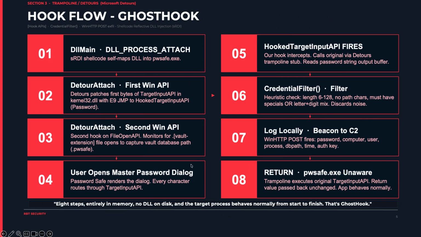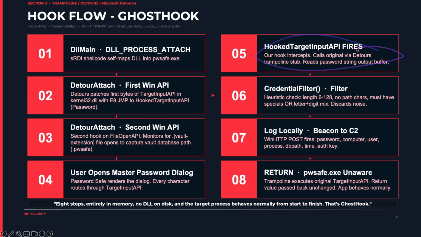The next step is basically we open the master password dialog. The password safe renders normally. Nothing looks wrong, but now every character that the user types is routing through our API that was hooked, right? Which we already own.